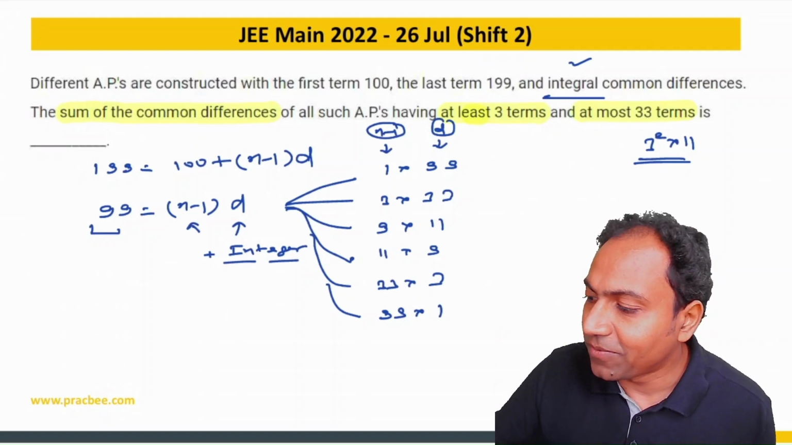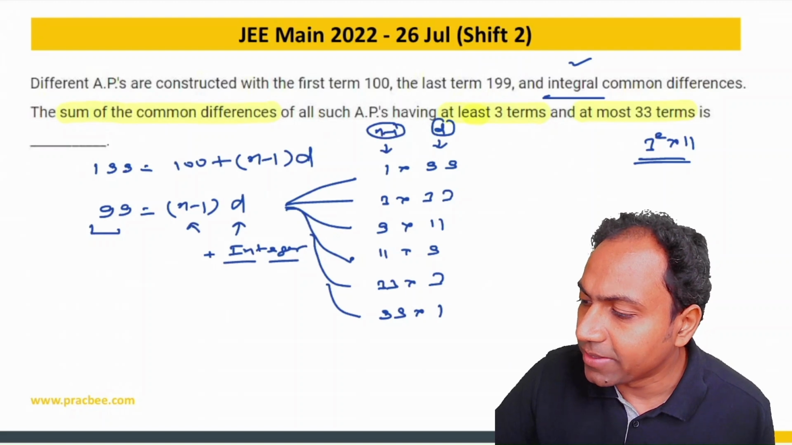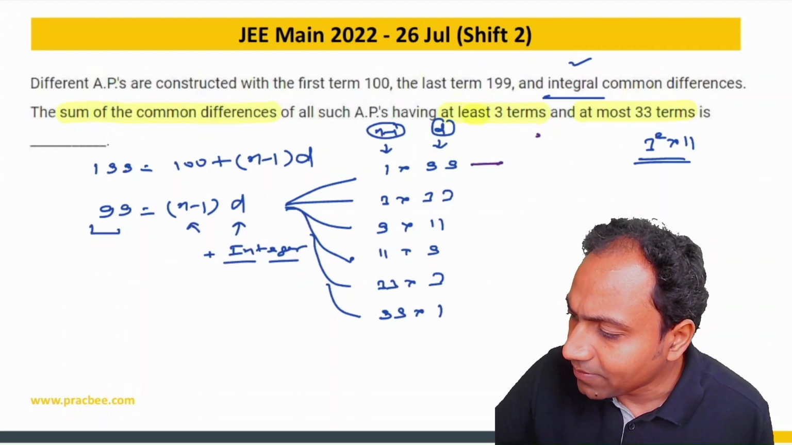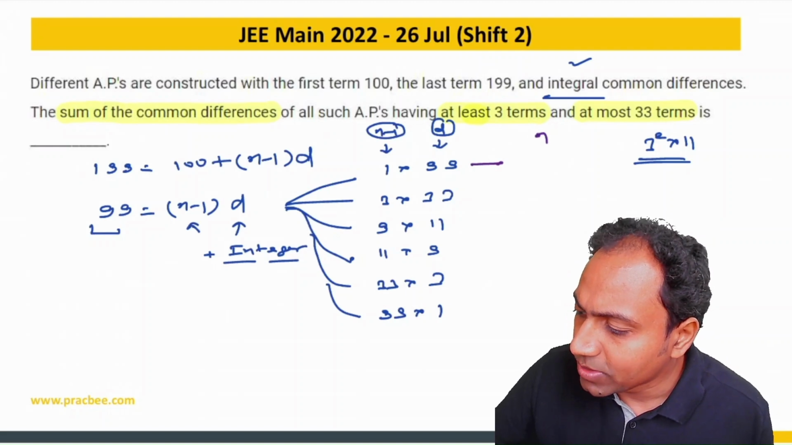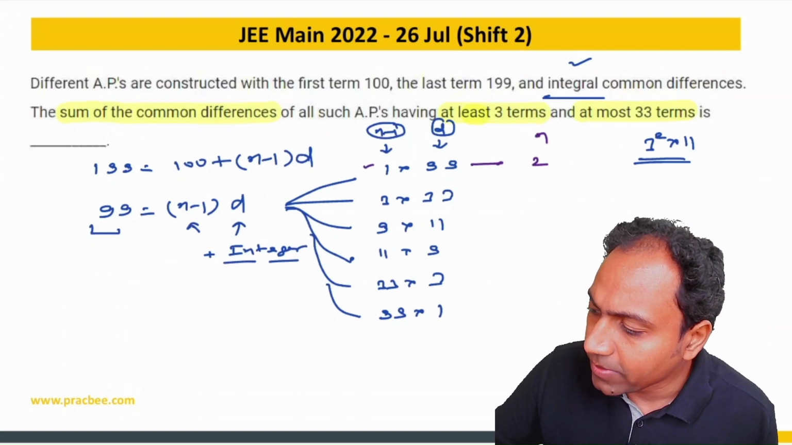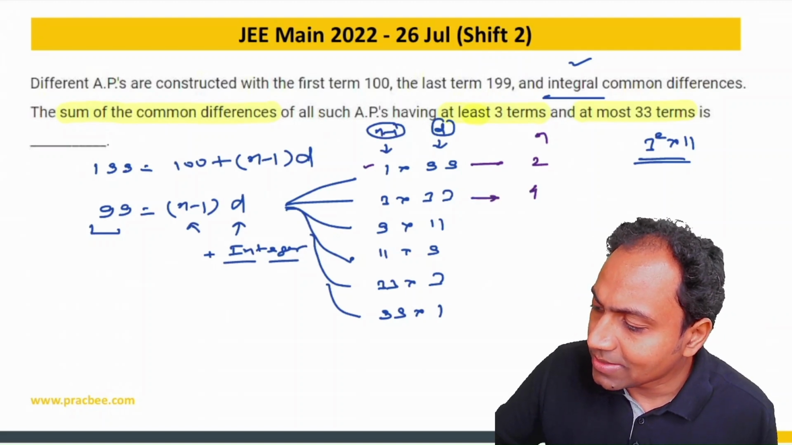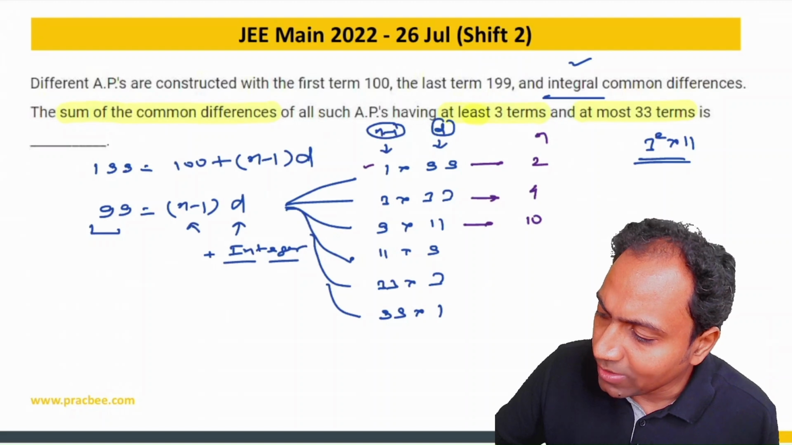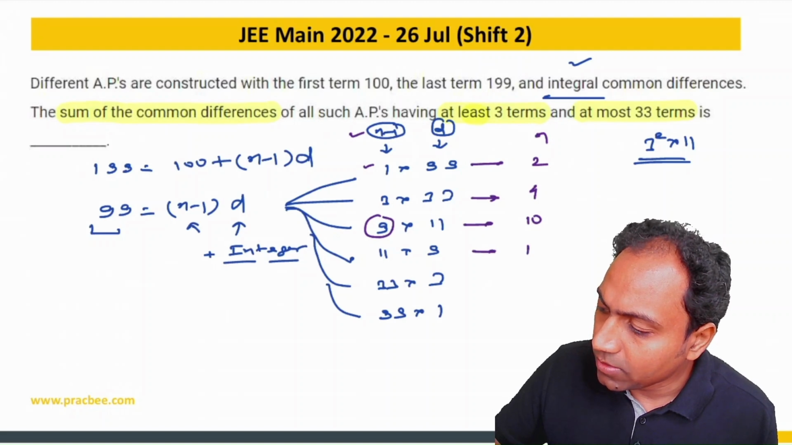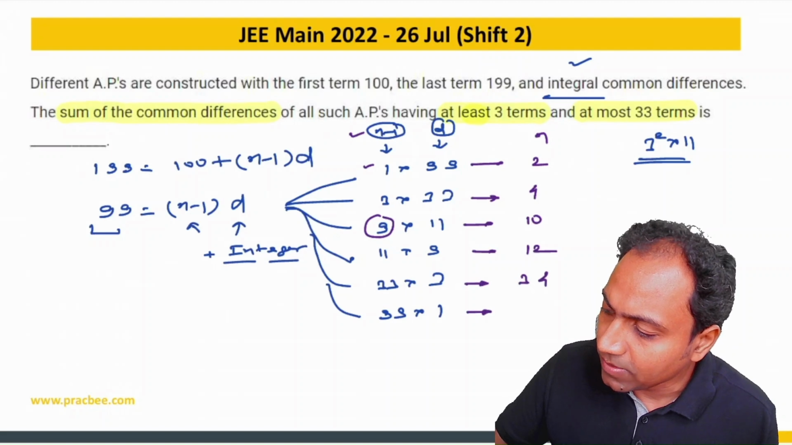If I take my first case, you can observe that n minus 1 is equal to 1, so n will become 2. In the next case it will become 4. In the next case it will become 10. Whatever value we are getting here, we add 1, because this is the value of n minus 1. In the next case it will become 12. In the next one it will become 34, and in the next one it will become 100.